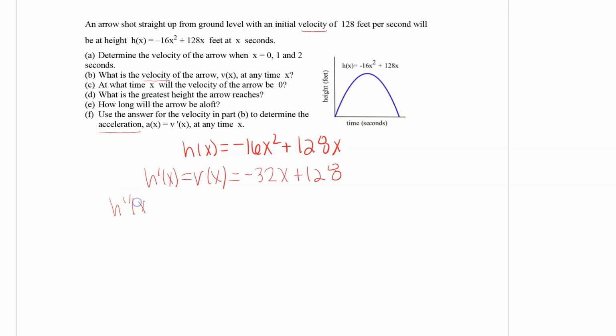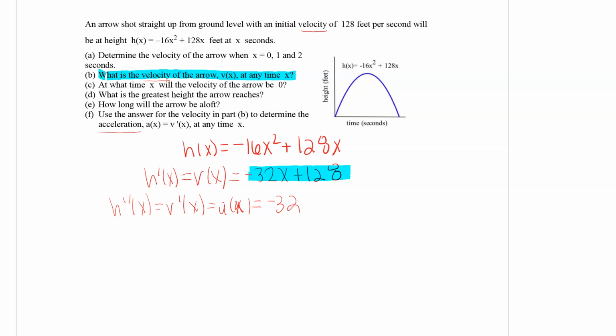That would be the second derivative of your position function, or the first derivative of your velocity function. Your acceleration function would be equal to the derivative of this, which is just negative 32. And so already we can see what the velocity of the arrow, v of x, is at any given time x. It would just be negative 32x plus 128.